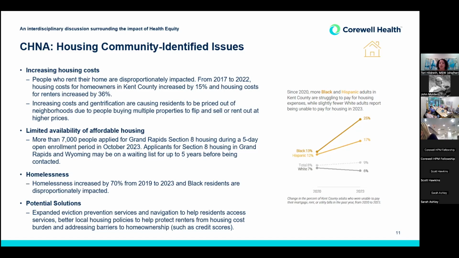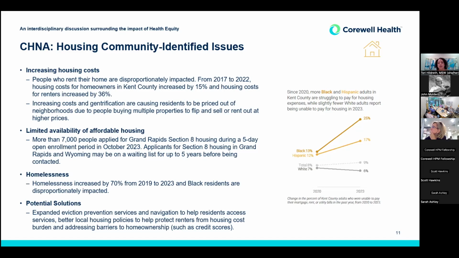A few potential solutions were identified that the CHNA is working on implementing. So expanding current eviction prevention services, helping residents access better care and better services, making sure that the local housing policies are up to date, protecting renters, reducing housing costs, and then addressing other barriers to home ownership.